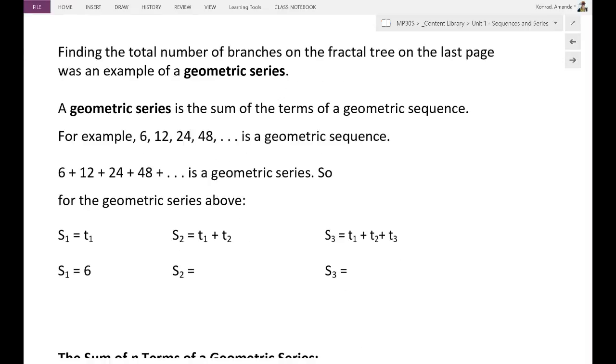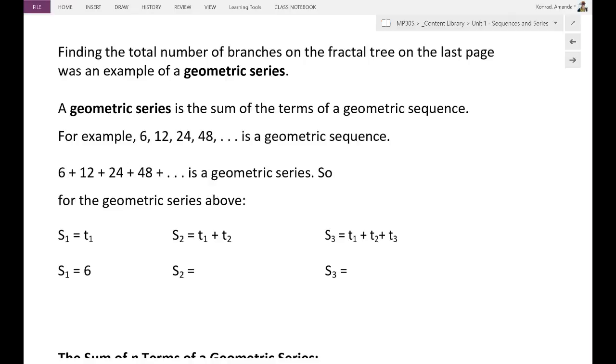In our example above, to find the total number of branches on the fractal tree, that is a geometric series. So it's a sum of the terms of the geometric sequence. For example, 6, 12, 24, 48 is a geometric sequence. Constantly doubling as well. It's our most common geometric sequence. And so our geometric series for this would be 6 plus 12 plus 24 plus 48 plus the numbers that follow.